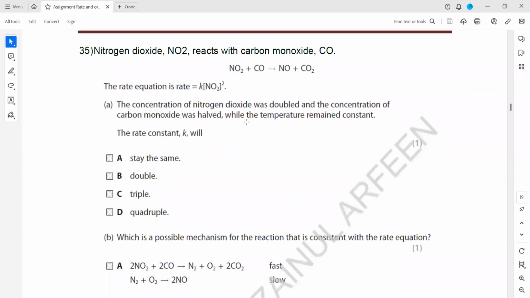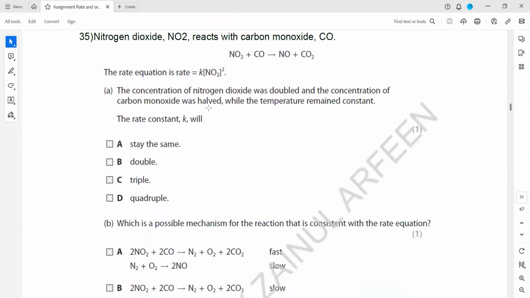Question 35. The rate of a reaction is shown. The concentration of nitrogen dioxide is doubled and the concentration of carbon monoxide is halved. Look, because this reaction does not depend on the other reagent, the rate equation is given, while the temperature remained constant. The rate constant K will, like, they're not talking about rate, they're asking about rate constant K.